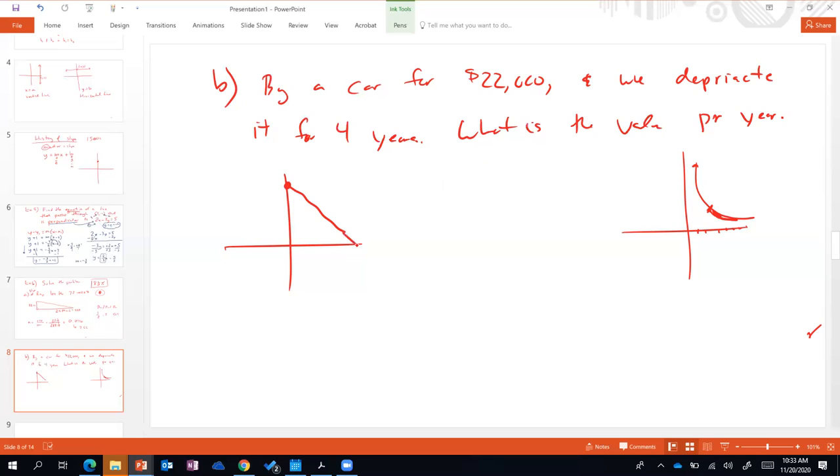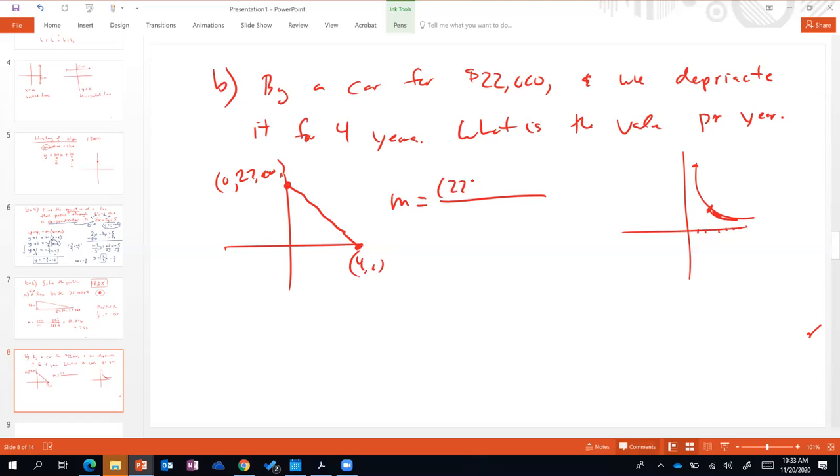And so, what tends to happen is that we do this right here. We say to ourselves, "Look, we started off at $22,000 on the car. Four years later, we're going to be at 0." So this is (4, 0). This is (0, 22). And it's a slope function. That's all it is.